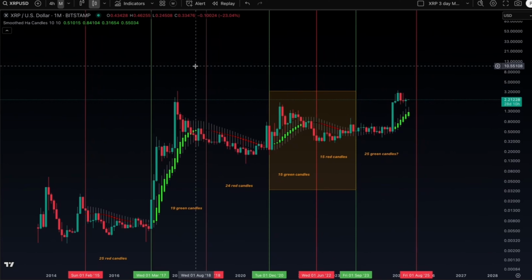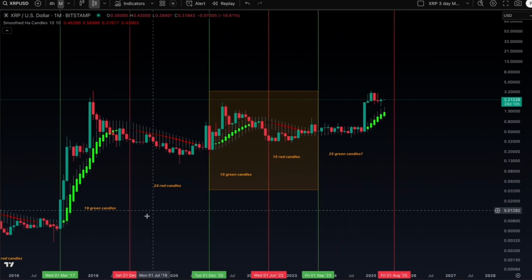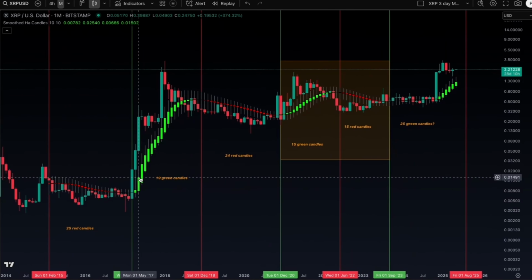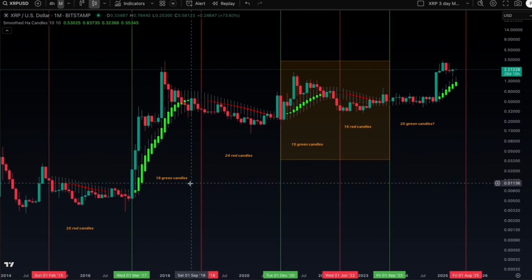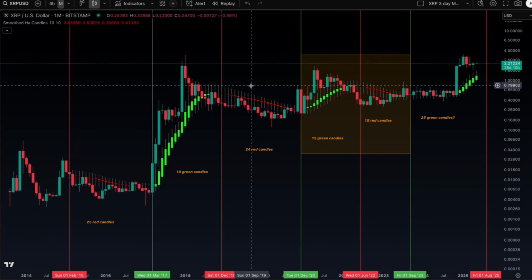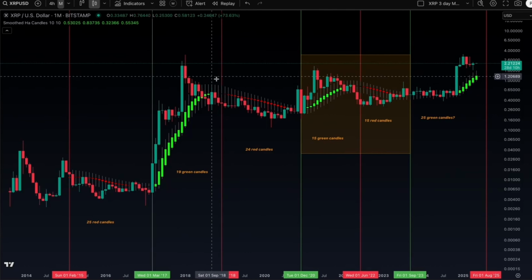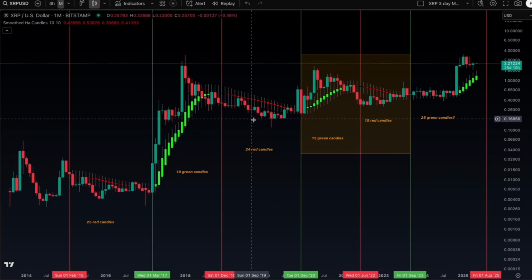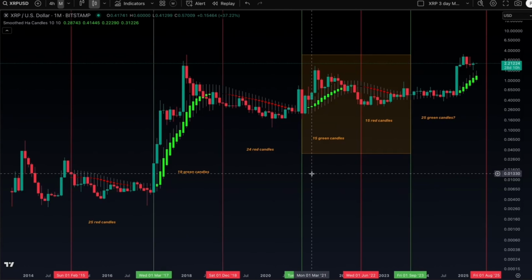This was very decisive, and we know it's very decisive because of the long wicks that are above the green candles. The longer the wick, the more powerful the move. It's the same on the downside. When we see long wicks and prices moving down, that means that it is a powerful move to the downside.